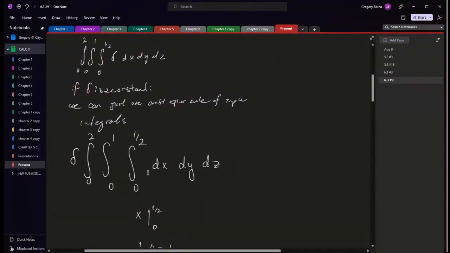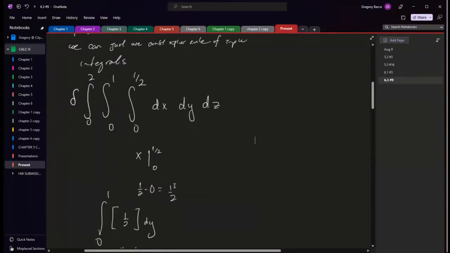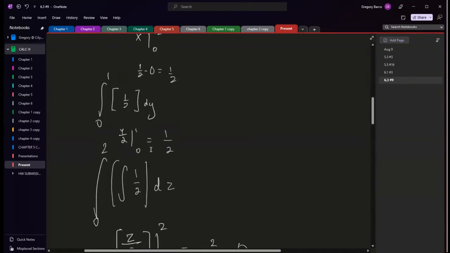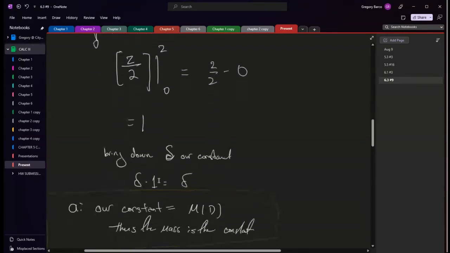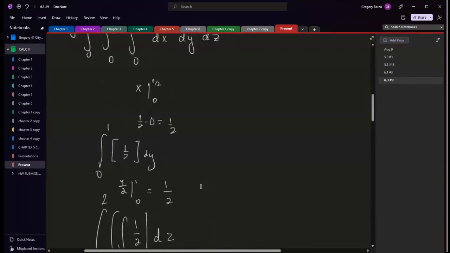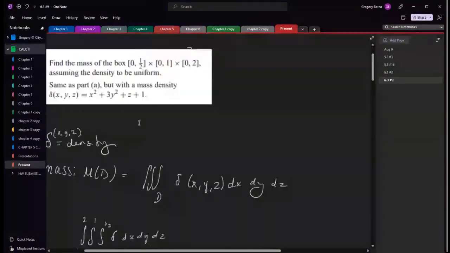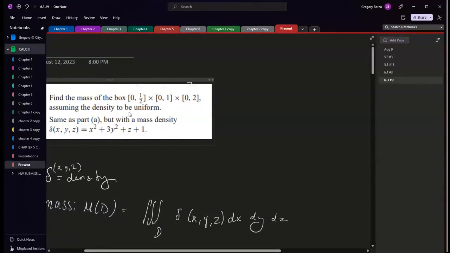For the first part, dx with the integral from 0 to 1/2, you'd get 1/2 as your result. Taking that result and applying it to the second integral with respect to y on the range of 0 to 1, you would get, again, 1/2. Then you do it one more time, and we would get 1 for our result of this integral. And we can bring down our delta constant, so that we find the mass of the box, with uniform density, to be the constant.